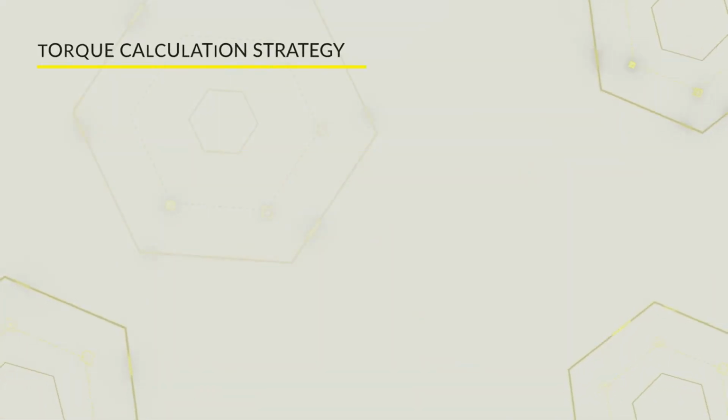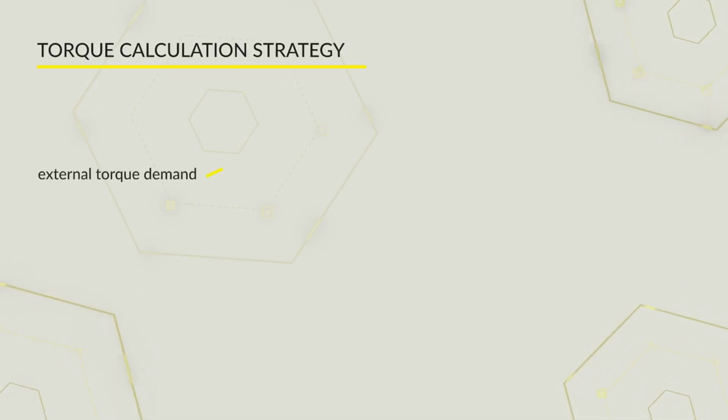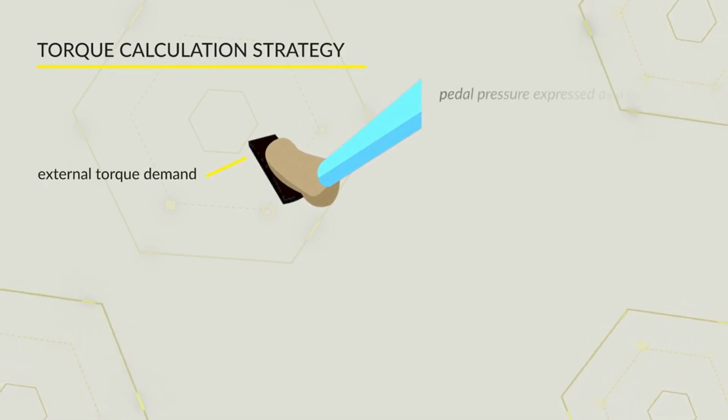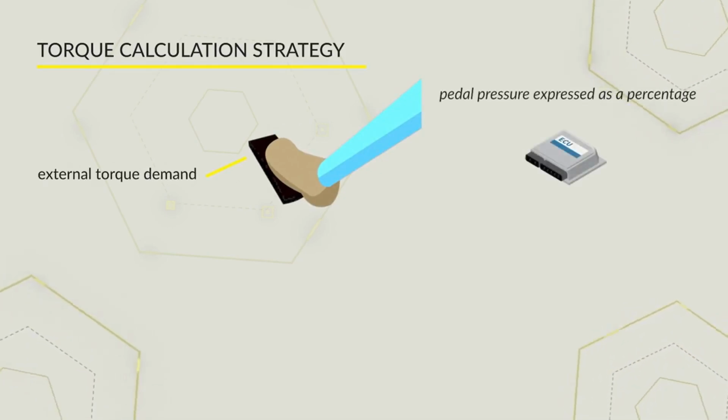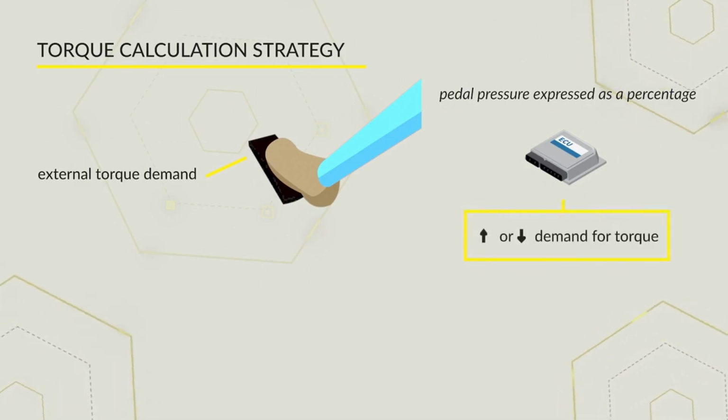As we saw for the fuel control strategy, the external torque demand is performed by the driver via the accelerator pedal, based on the pedal pressure expressed as a percentage. The ECU will not perceive a demand for fuel, but a greater or lesser demand for torque.